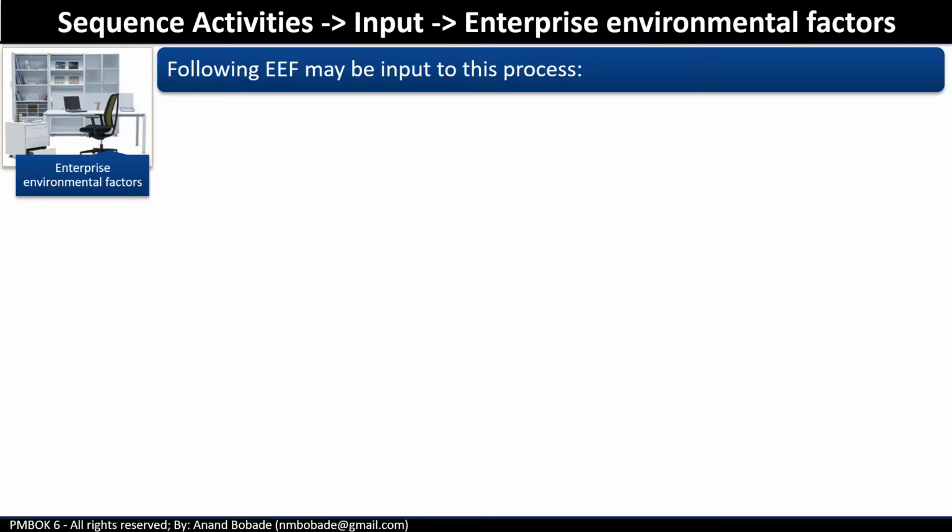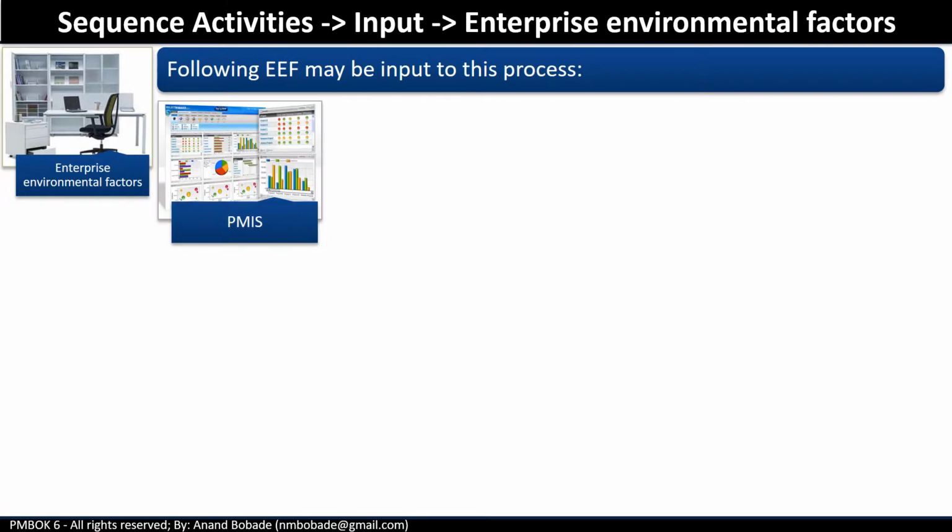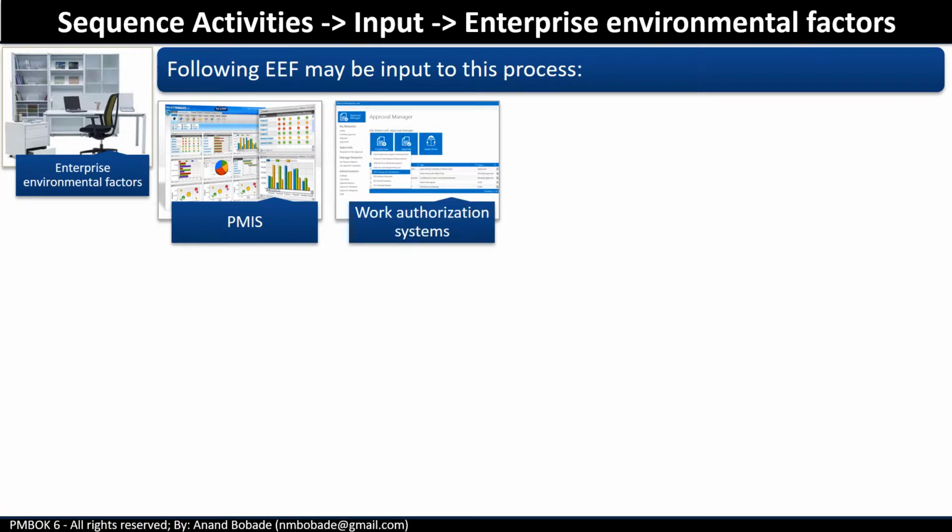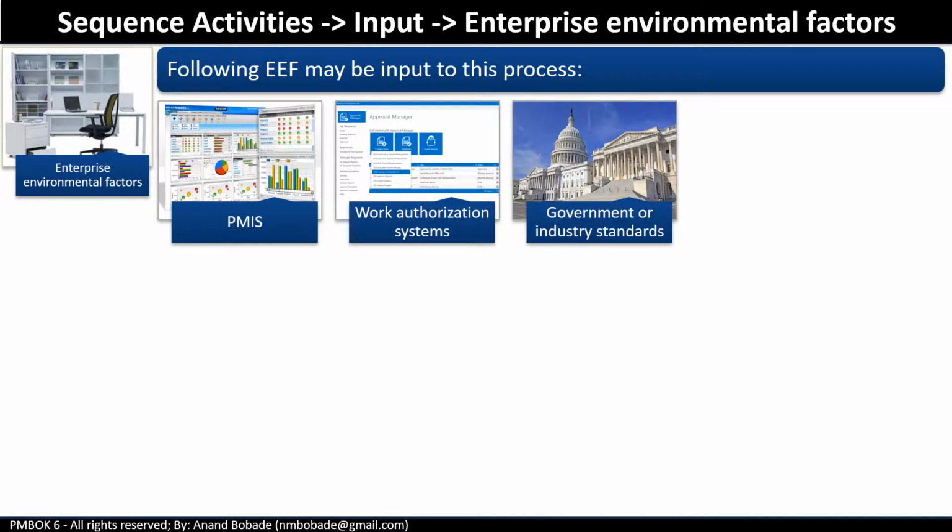Enterprise environmental factors. So we have the project management information system, within which one of the key components is a scheduling tool, which will be helpful. Organization work authorization system. It will have a workflow or approval mechanism. This is used when a specific activity needs authorization from top management to start work. Government or industry standards, particularly if the current project is similar to one done earlier.